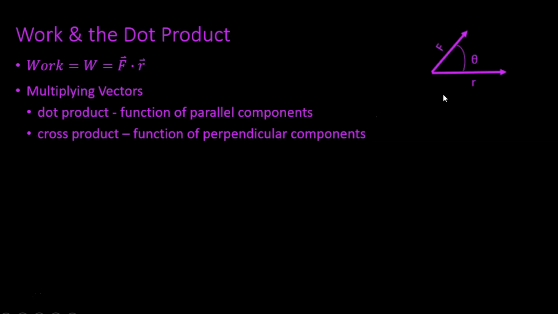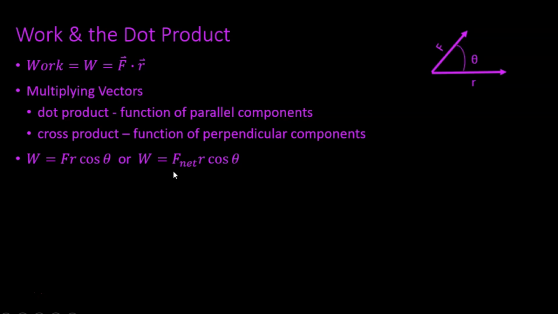If we have an example here, we have an object and it's moving along this displacement vector caused by this force vector. Notice they are not parallel to each other. We can't simply multiply the magnitudes of these two vectors. What we do to get the dot product is we take the magnitude of the force vector times the magnitude of the displacement vector times the cosine of theta. Theta is measured starting at the displacement vector and going counterclockwise to the force vector.